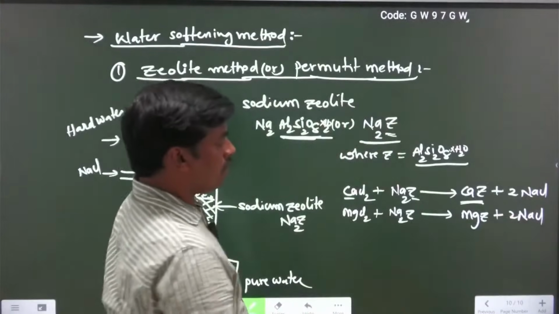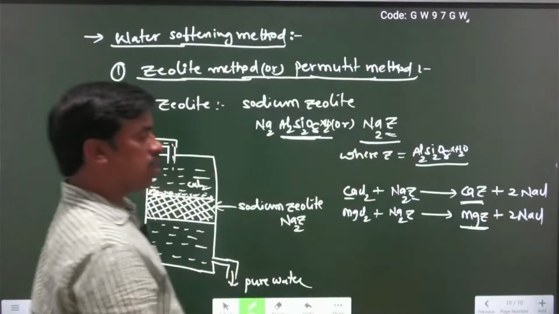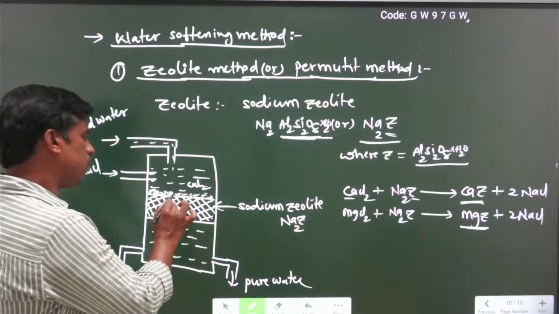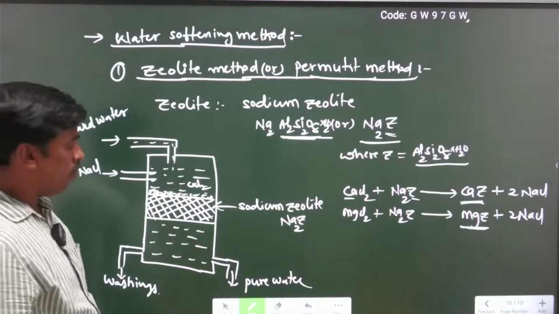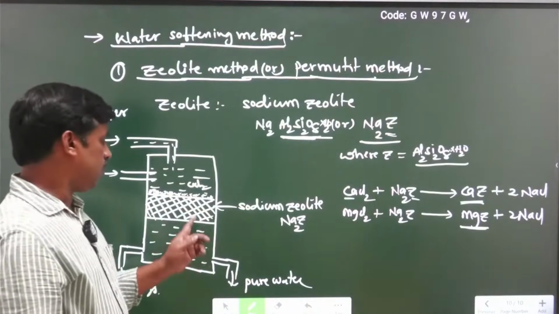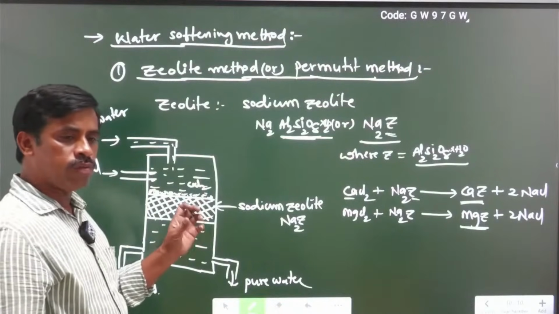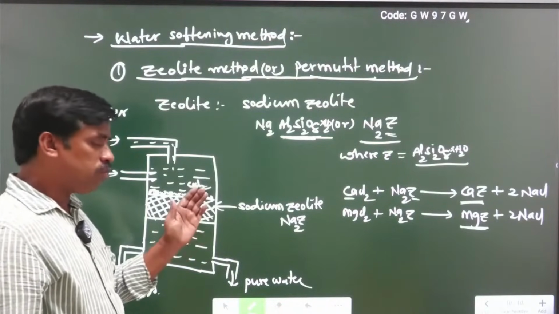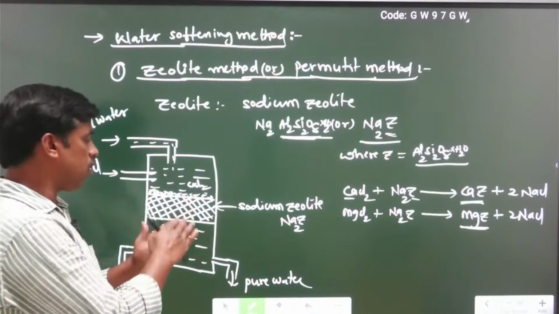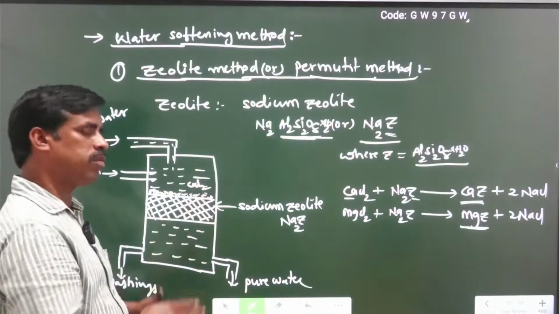Like these salts, magnesium zeolite and calcium zeolite, whatever salt is dissolved in the water stops on the surface of this bed. But the zeolite has a small microporous structure, as I said. This microporous structure allows only water molecules and does not allow dissolved and suspended impurities like calcium and magnesium.